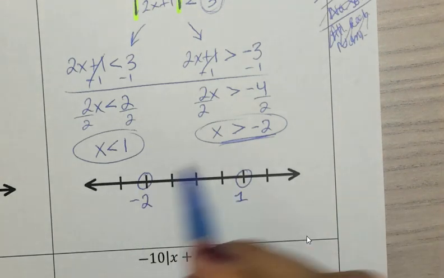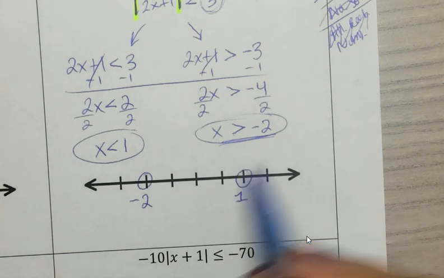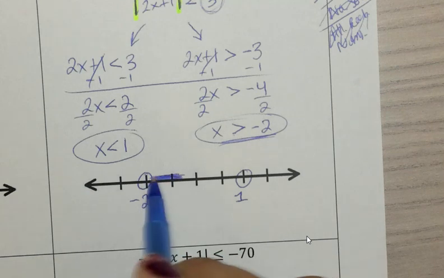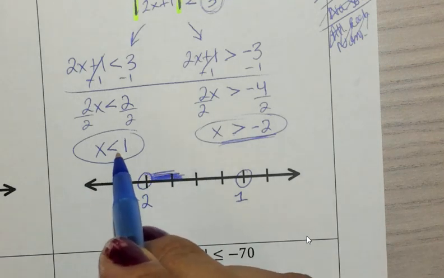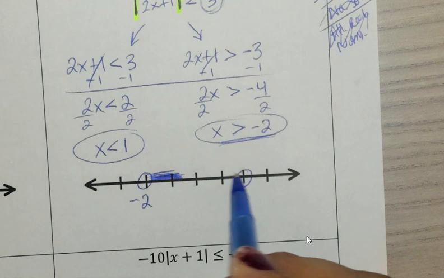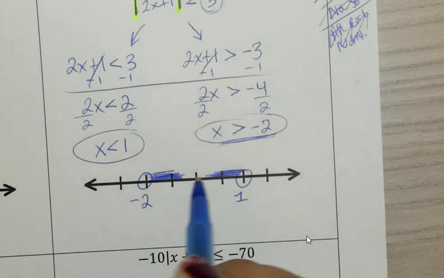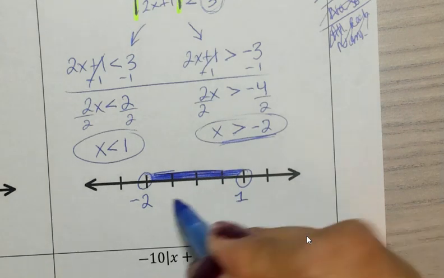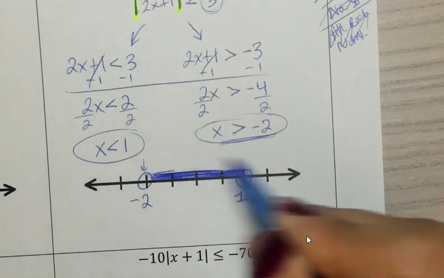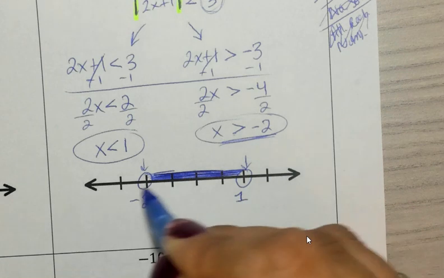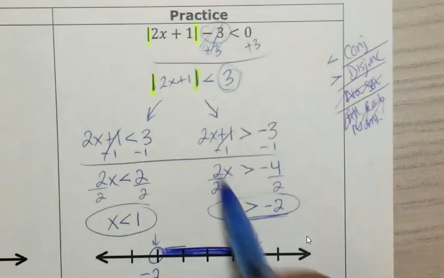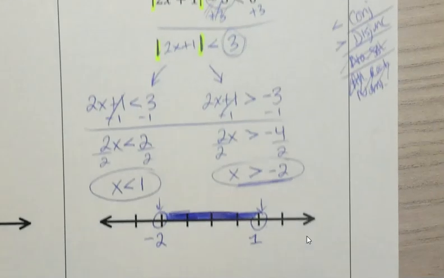So -2, it says x is greater than -2. Greater values of -2 are to the right. And then this one says x is less than 1. Values that are less than 1 are to the left. So this creates a conjunction where any value from -2 to 1, but not including -2 or 1, are solutions to this inequality up here.